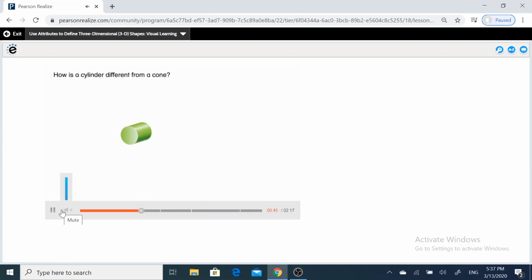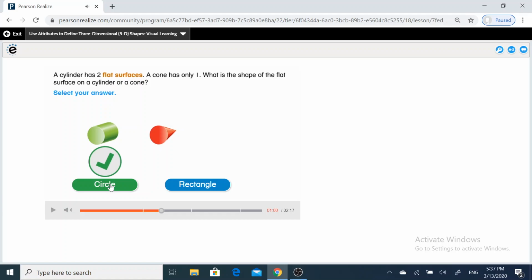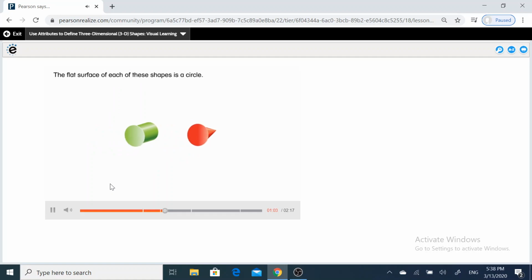How is a cylinder different from a cone? It's a good question. How is a cylinder different from a cone? A cylinder has two flat surfaces. A cone has only one. What is the shape of the flat surface on a cylinder or a cone? I think you can answer the question. Select your answer. What is it? It is? Very good, circle. The flat surface of each of these shapes is a circle.